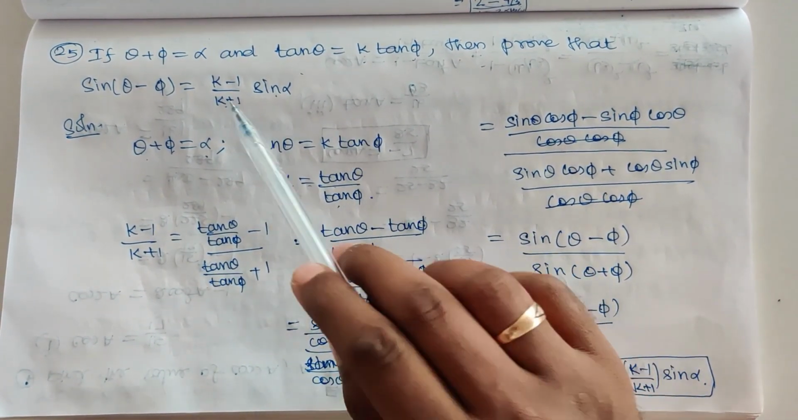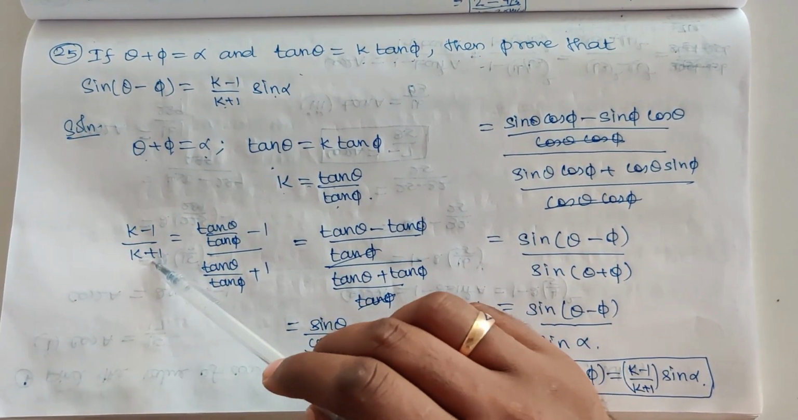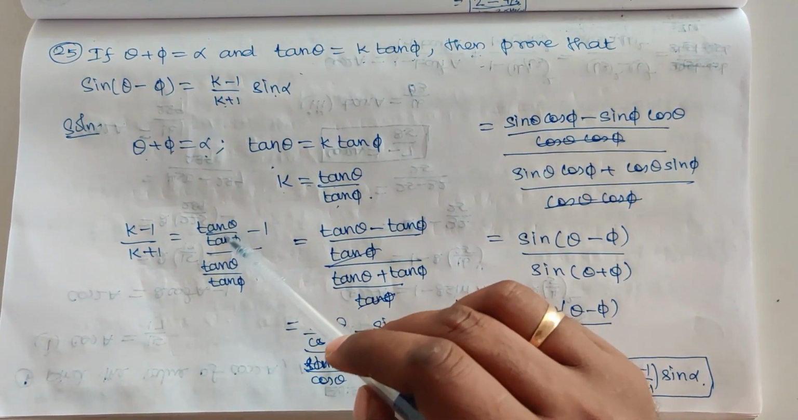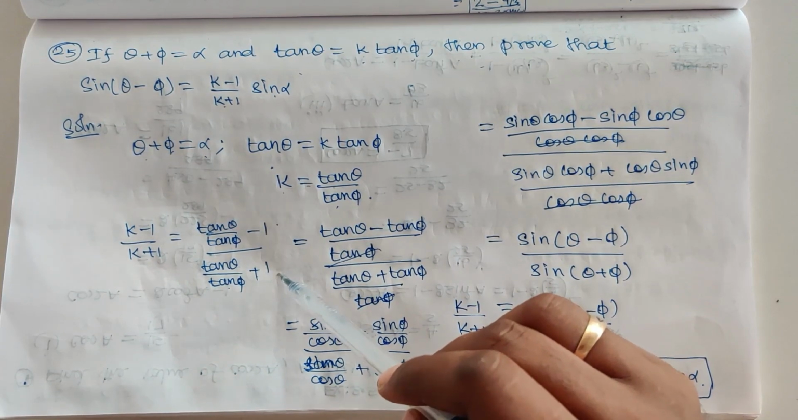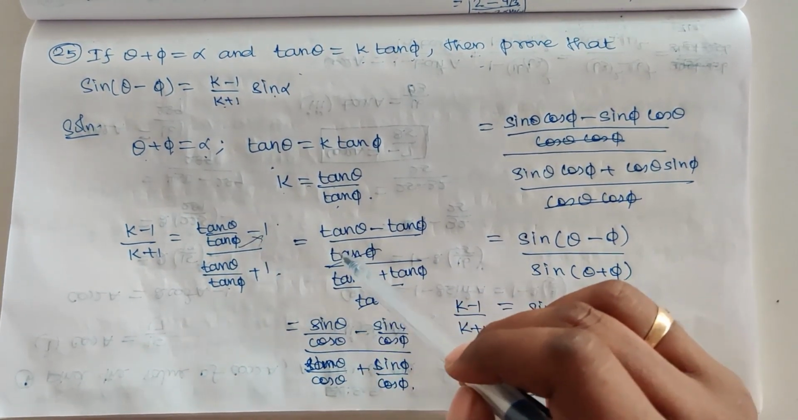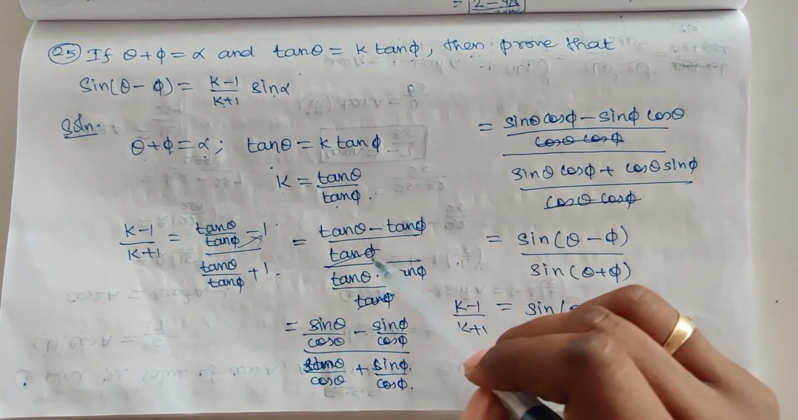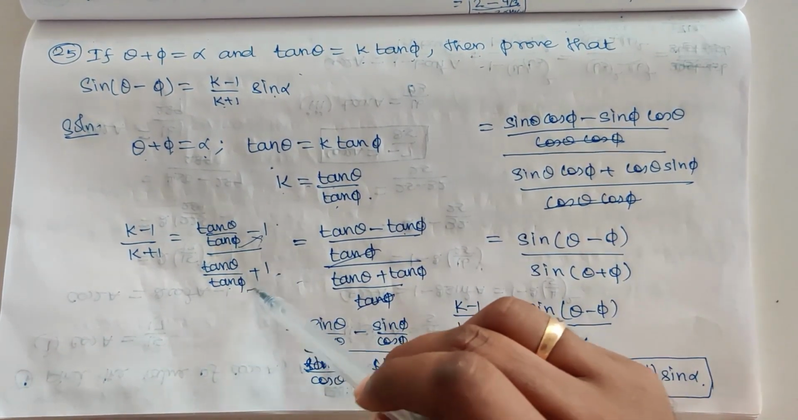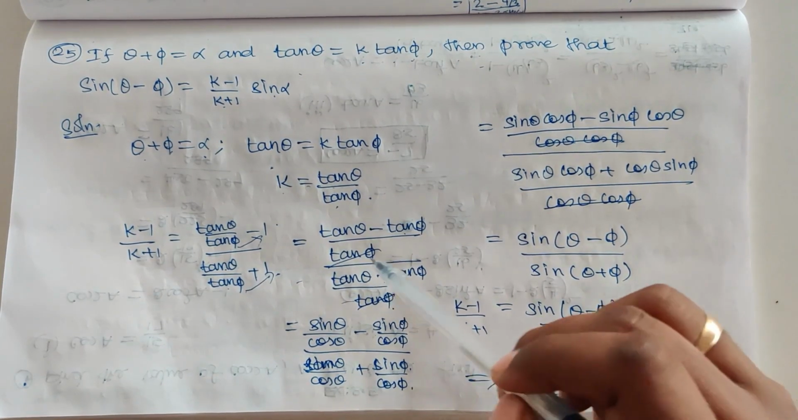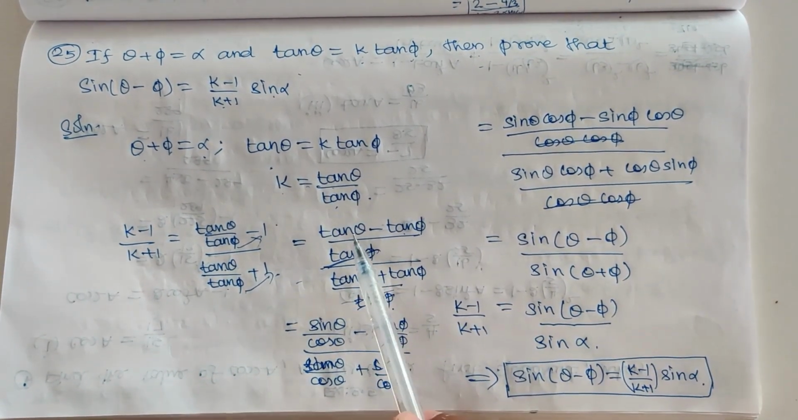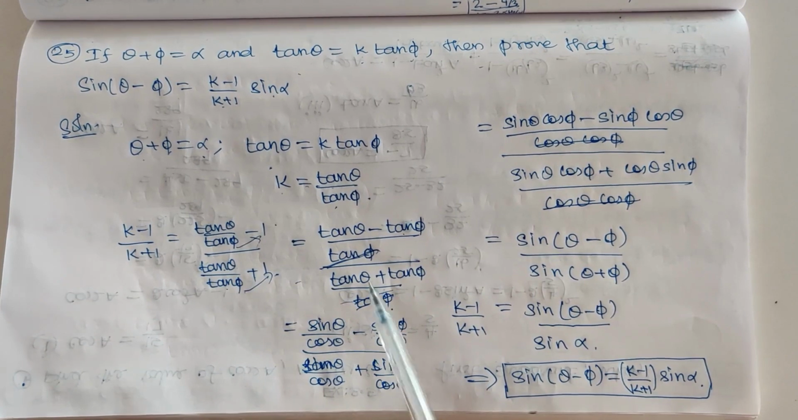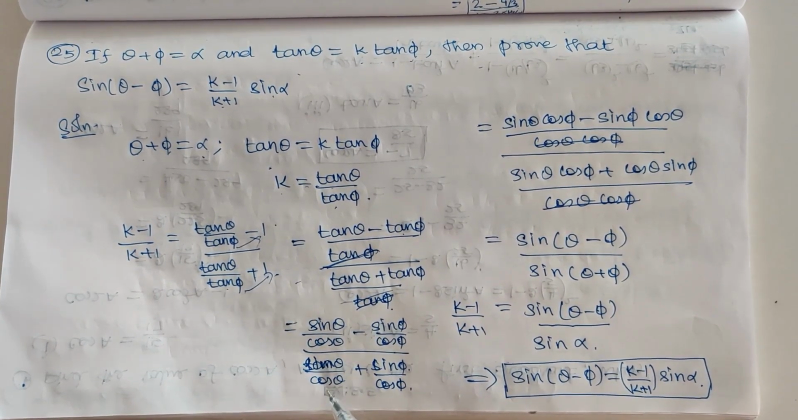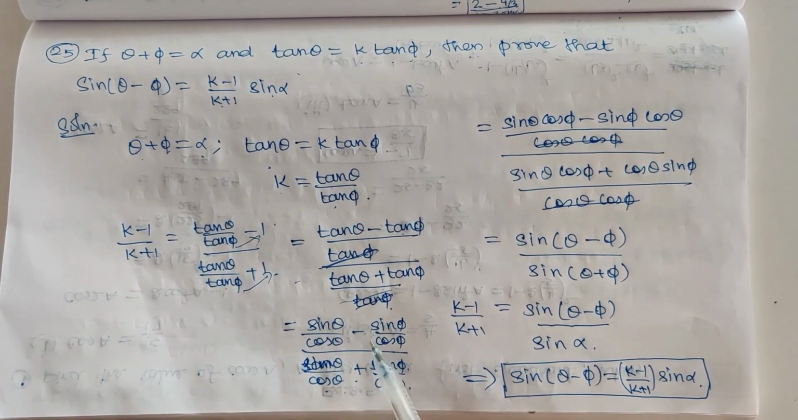So now the condition is what? The RHS, k minus 1 by k plus 1, I am going to take. So k value tan theta by tan phi minus 1, the whole divided by k value tan theta by tan phi plus 1. So now I am going to take this cross multiplication. So tan theta minus tan phi, the whole divided by tan phi. Here tan theta plus tan phi, the whole divided by tan phi. So tan phi and tan phi get cancelled. So tan theta we can write as sin theta by cos theta, minus tan phi we can write as sin phi by cos phi, the whole divided by tan theta, which is sin theta by cos theta plus tan phi, which is sin phi by cos phi.